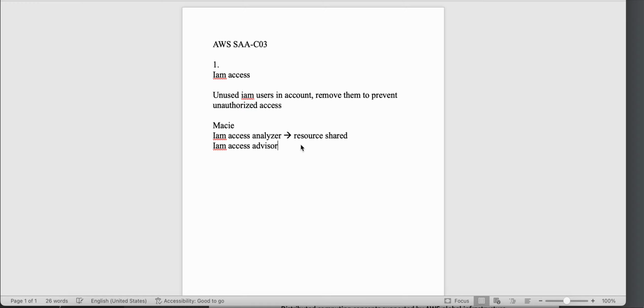And IAM Access Advisor, the below one, is used to identify unused IAM users based on the latest timestamp. If you go to IAM Access Advisor in the AWS console, it will tell you when each IAM user was last used. So here the answer would be IAM Access Advisor. It's based on the latest timestamp. It lets you know the unused IAM user. So the answer would be IAM Access Advisor here.